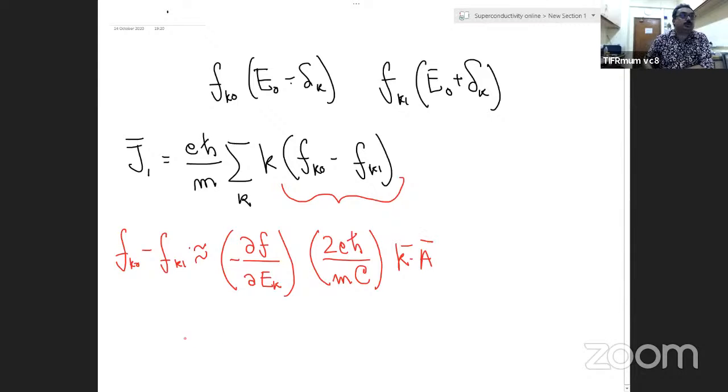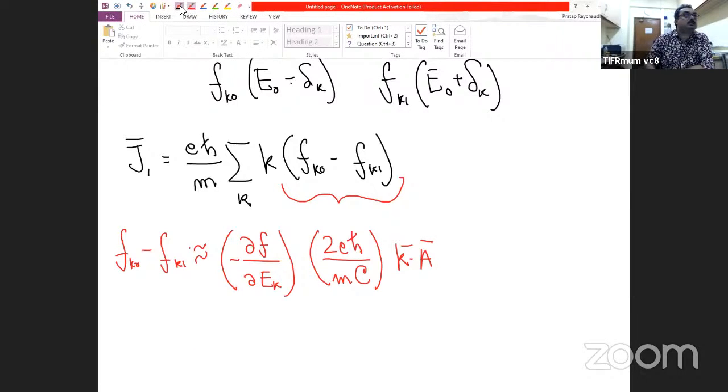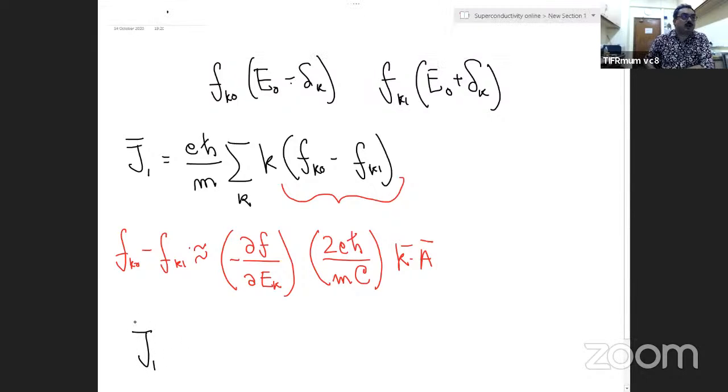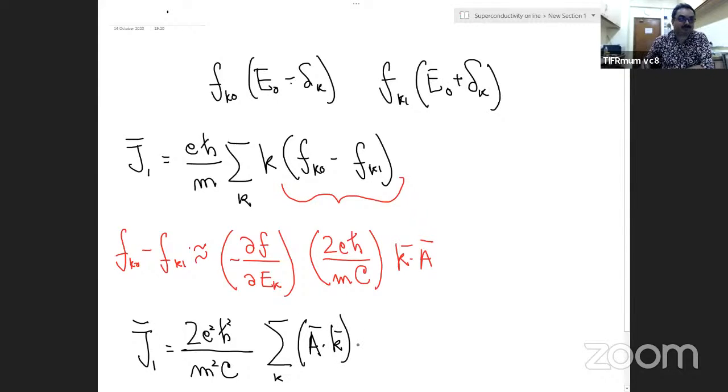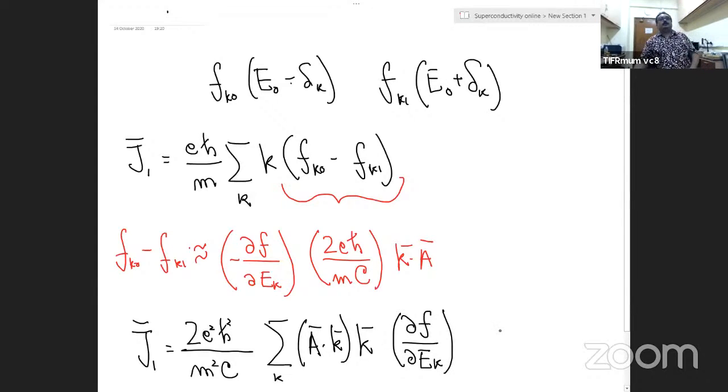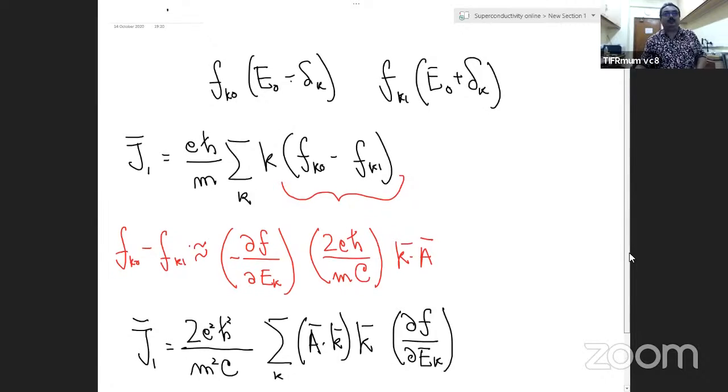All right. So then J1 becomes twice e squared ħ squared by m squared c, summed over A dot k into k, and then I have del F by del E_k. Okay, so finally I have something that I can calculate.